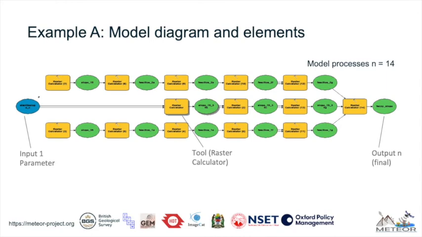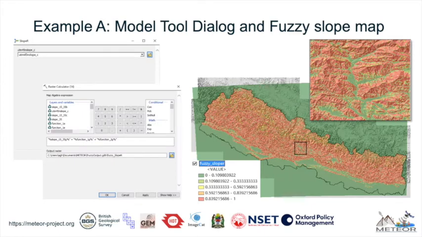intermediary or final outputs. This particular model diagram contains 14 processes embedded in a single iteration. The model tool and raster calculator dialog boxes on the left-hand side of the screen are used to create and execute the fuzzy function as an algebraic expression that will output a raster. The results of this processing are illustrated by the fuzzy slope map here, where after the application of the fuzzy membership function, each pixel takes the value from 0 to 1, reflecting the certainty degree of membership to landslide susceptibility, with 0 meaning not susceptible and 1 susceptible.